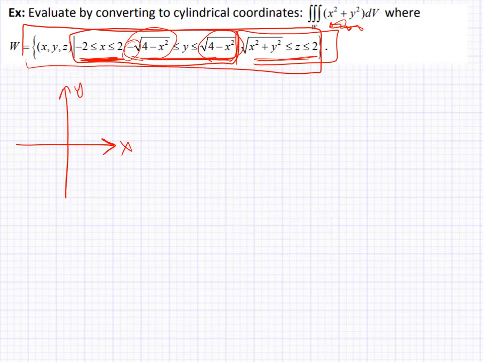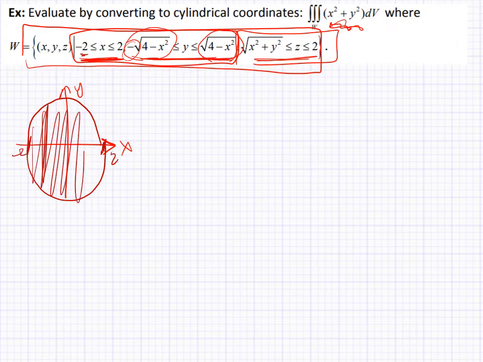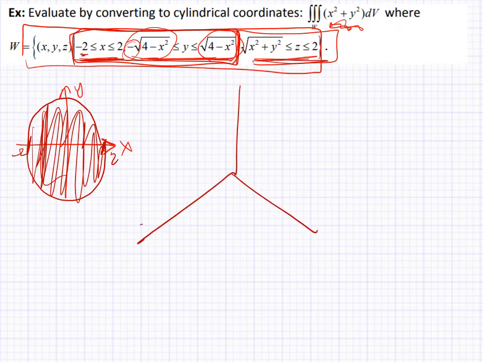What are you looking at? So I have this top half of the circle. I have this bottom half of the circle. That's what y is between. The x's range from -2 to 2. So the x's range from here to here. So basically, I'm talking about this whole circle. That's what these two inequalities are representative of. Then I need to throw that into 3-dimensional space. So then what do I have?